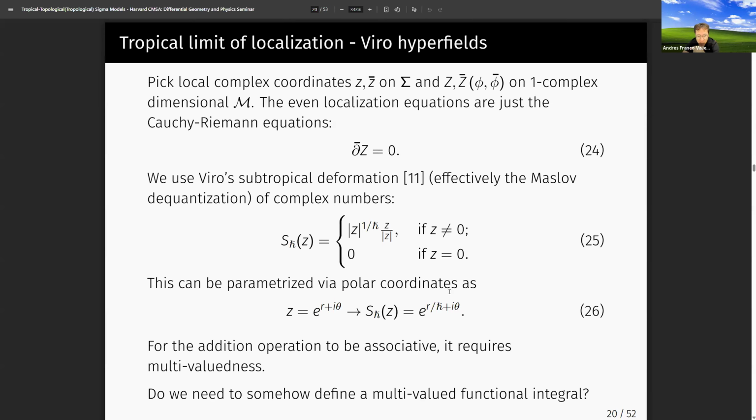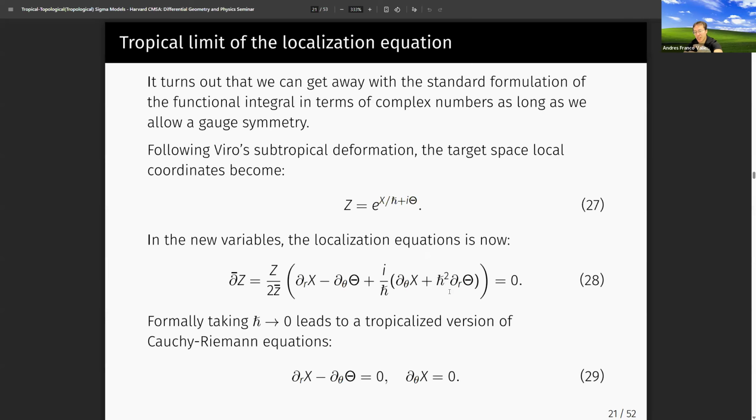So in the previous slides, so that everyone's clear, in 26, we're going to do a massive dequantization of the world sheet complex coordinates. So there's little z, little r, and little theta. And we're also going to deform the target space complex coordinates. That's going to be x and capital theta. Okay, we're going to do that deformation simultaneously on the world sheet and the target space. When you do that, then the localization equation takes this form.